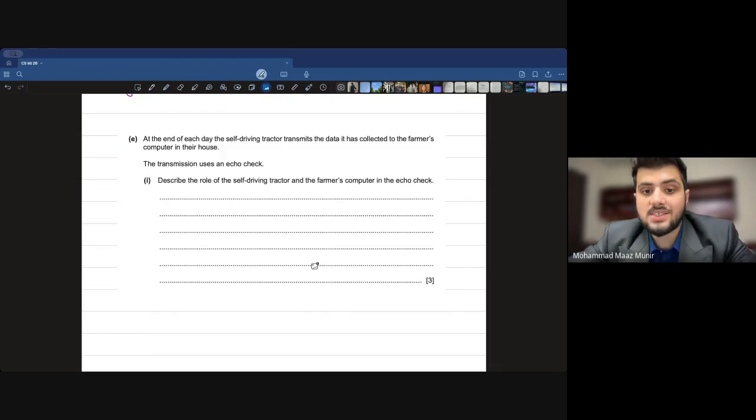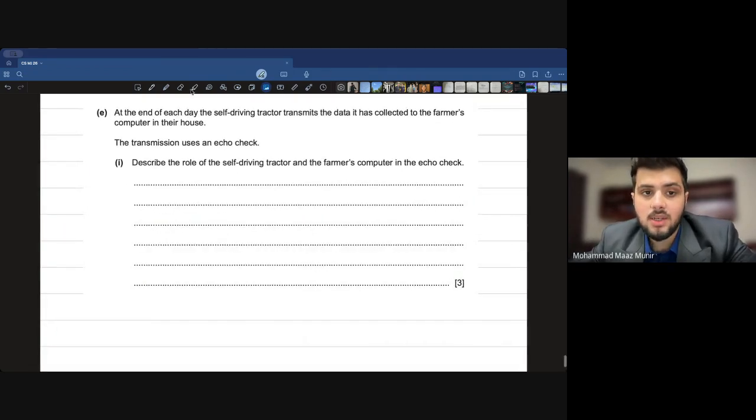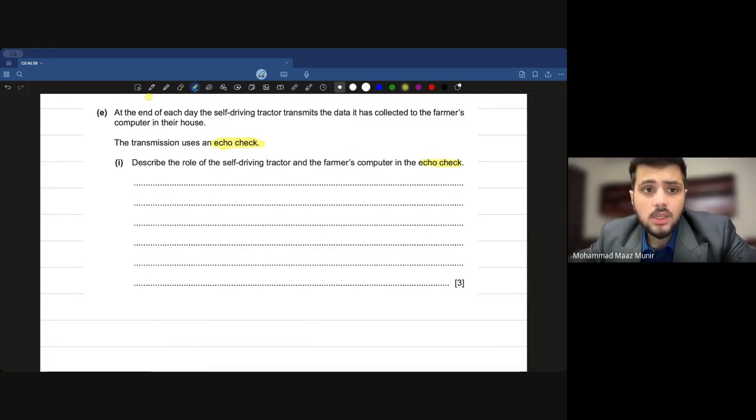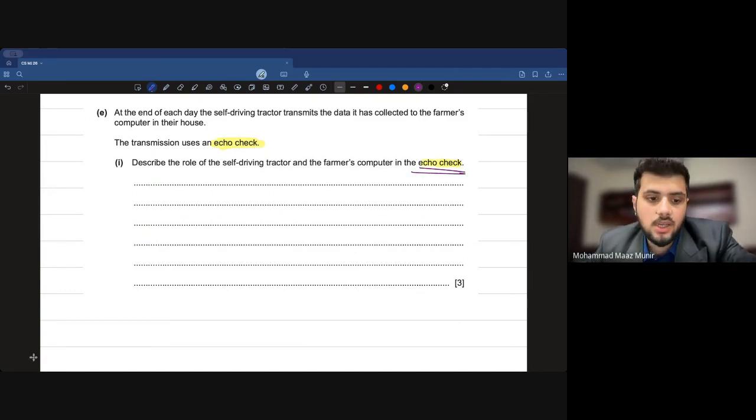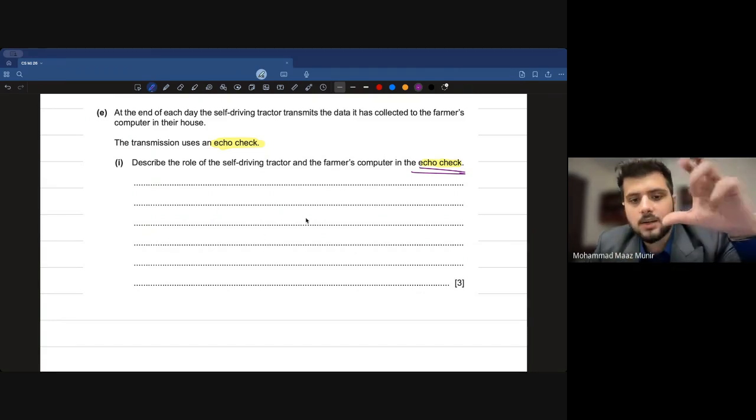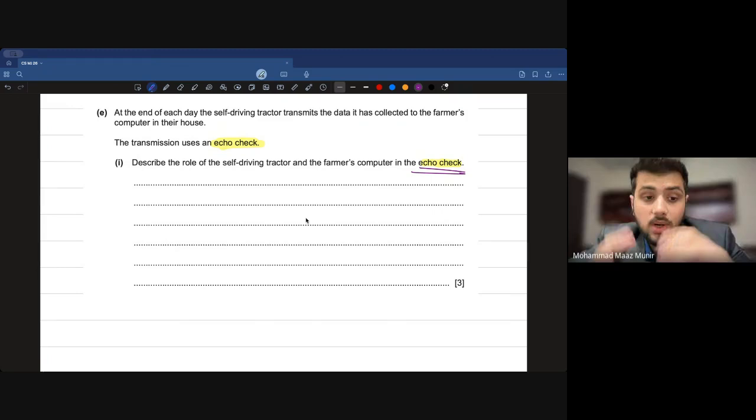So if you remember, we studied echo check, right? Now it says describe the role of the self-driving tractor and the farmer's computer in the echo check. This has a bit of an element towards chapter number 6 too, which is about robotics. But we're going to be answering it from the perspective of an echo check. Let me also confirm whether we have to include any chapter 6 element or not. But till then, let's have a discussion on what echo check is.